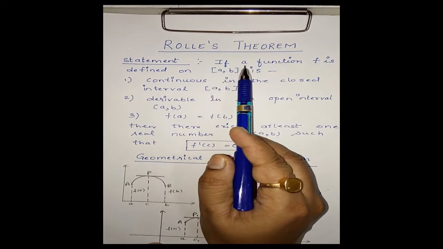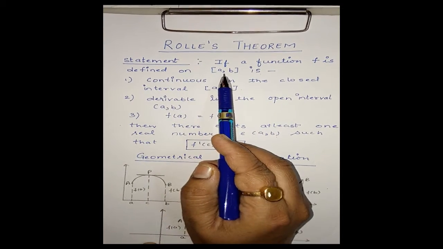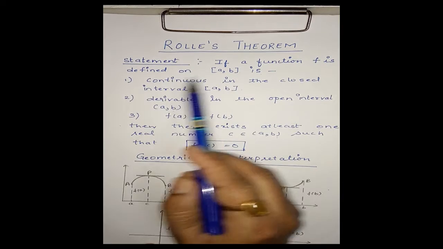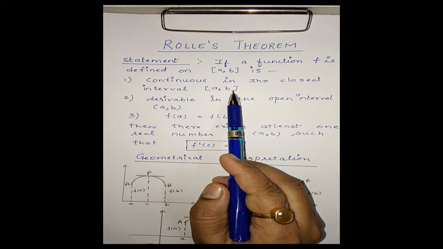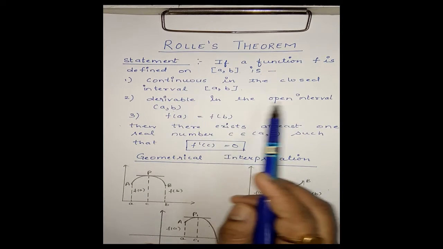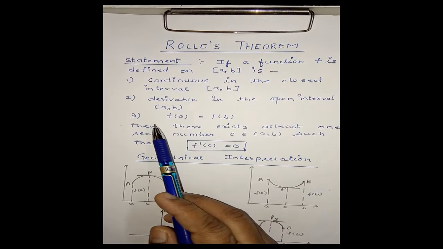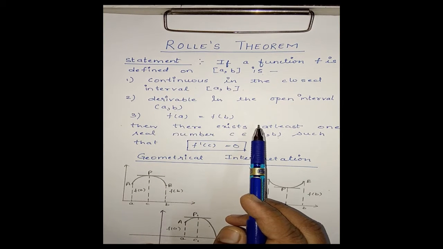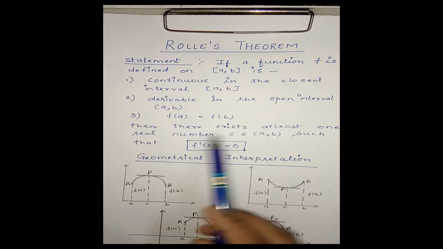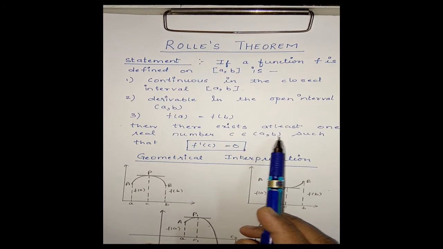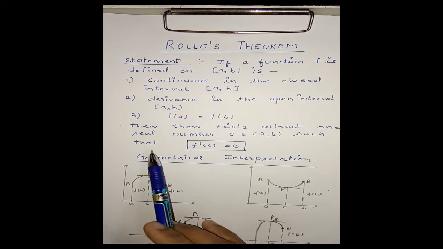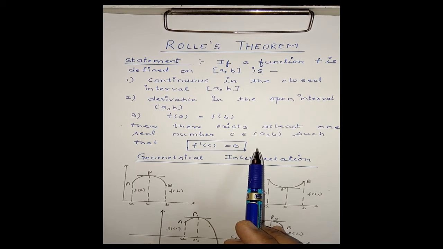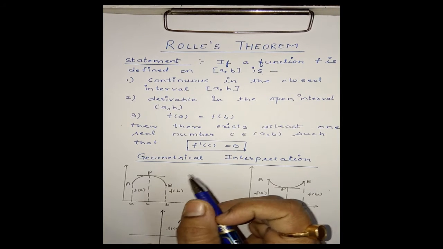The statement is: if a function f is defined on the closed interval [a, b], first, is continuous in the closed interval [a, b], second, is derivable in the open interval (a, b), and third, f(a) is equal to f(b), then there exists at least one real number c in the open interval (a, b) such that f'(c) is equal to 0. This is Rolle's theorem.